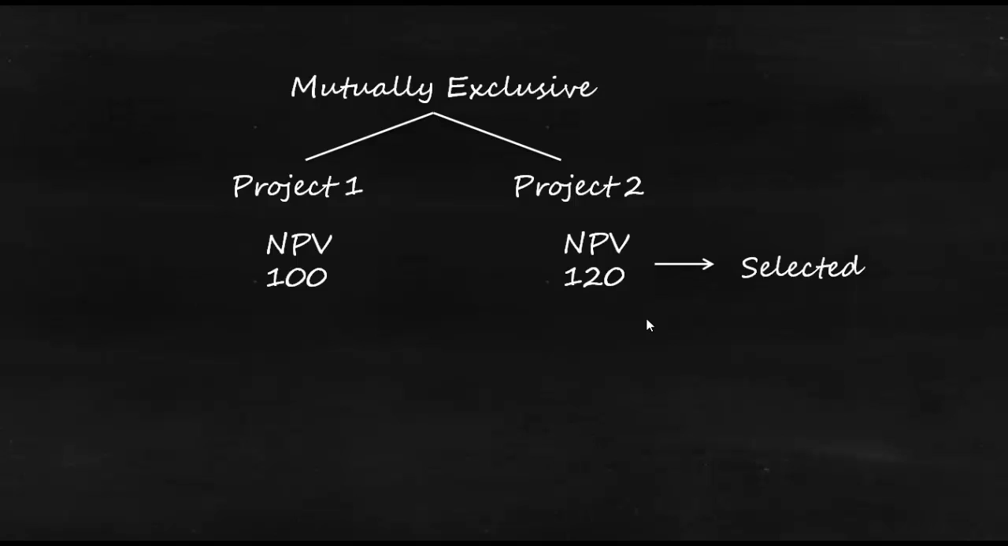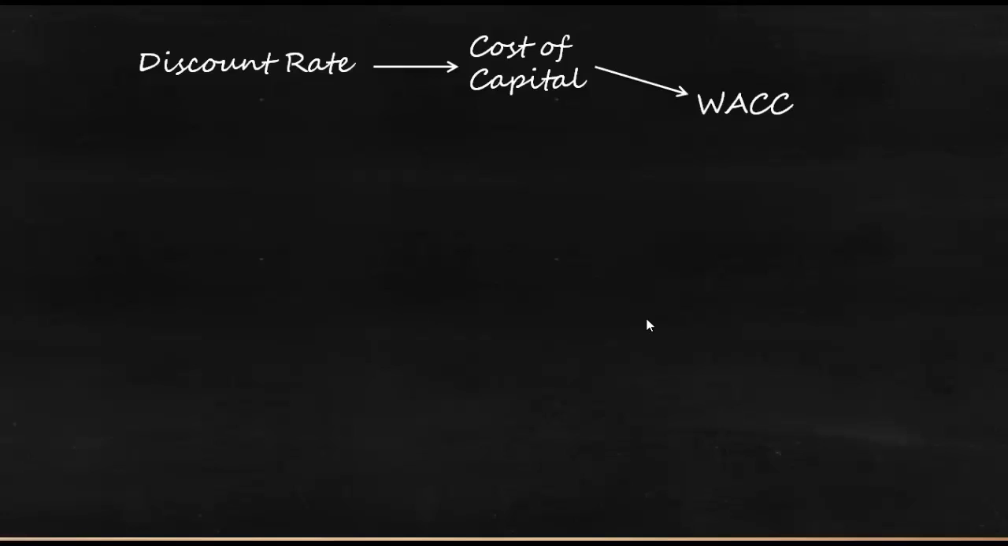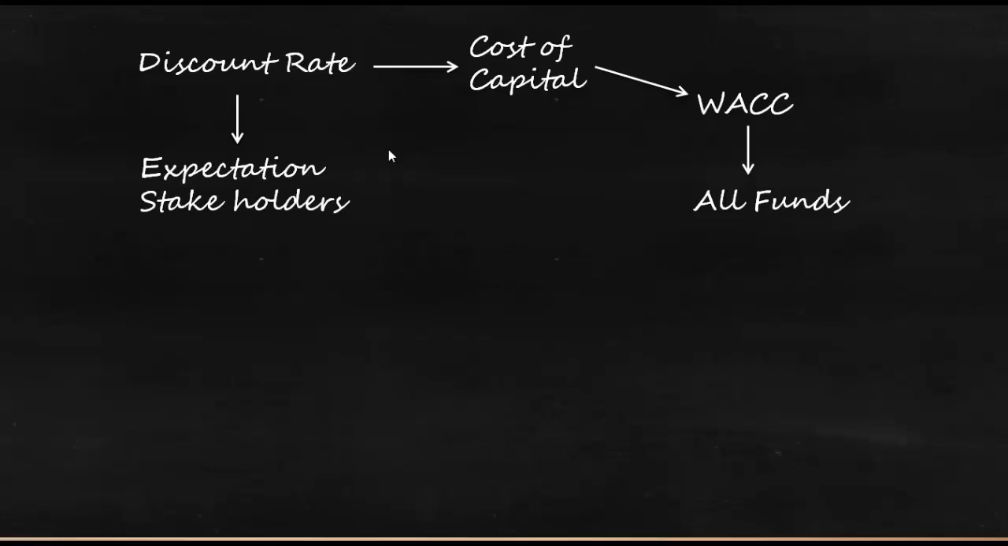And one more important factor in NPV is the discount rate. We have used a discount rate, right? The expected return was used as the discount rate, the 10%, 20% example which we had. So the discount rate is basically the cost of capital, and again it should be the weighted average cost of capital. The weighted average cost of capital will factor in all the funds' costs. So with this discount rate, we actually factor in the expectations of all the stakeholders. So expectations of all stakeholders are factored into the discount rate.